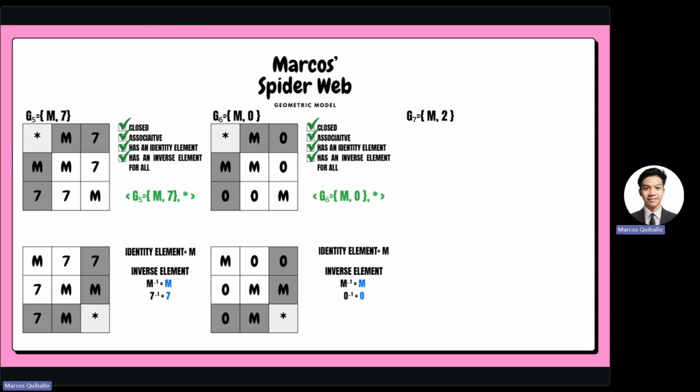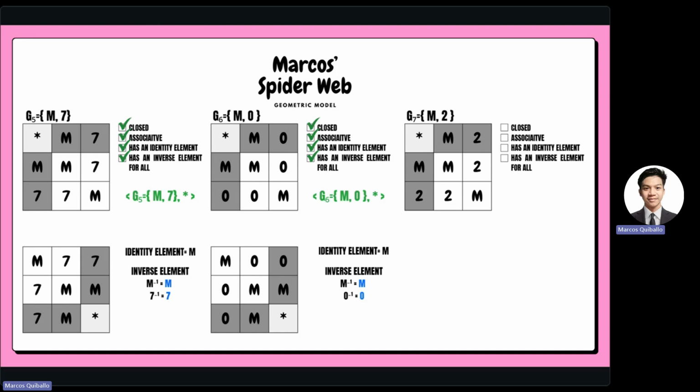So let's move on to G7. G7 contains the elements M and 2. So this is our group, and this is our table here.